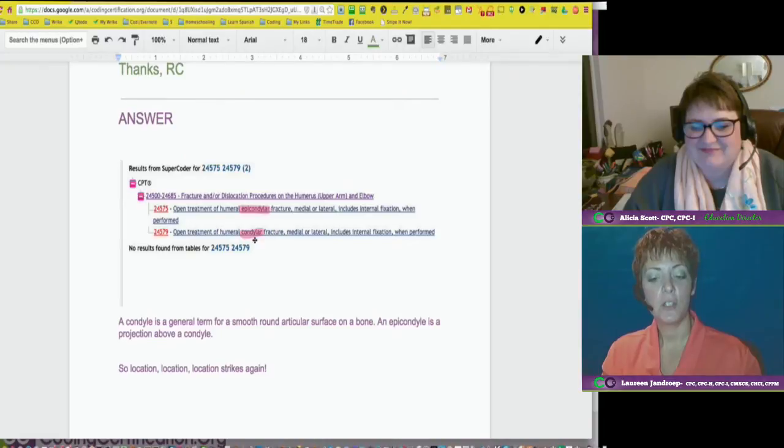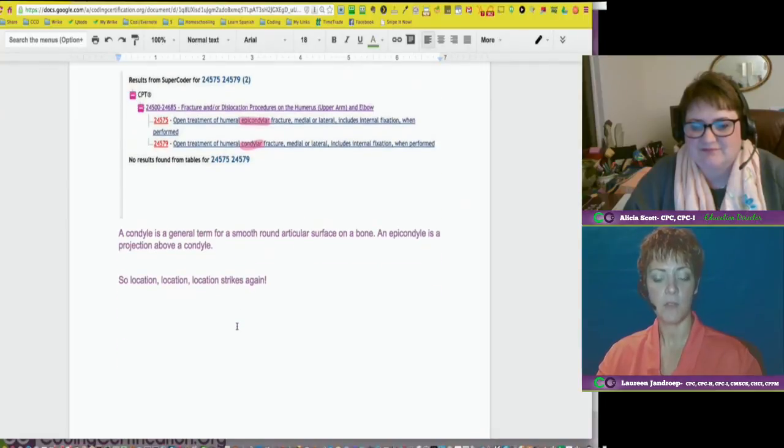And what I teach you to do is to circle the buzzwords or the keywords that will help you determine what to abstract for in the report. So basically a condyle is a smooth, round, articular surface, and epi means upon or on top of, and that's a projection on top of the condyle. So location, location, location strikes again. Very important in procedural coding to know your exact location. But that's how you figure out questions like that.